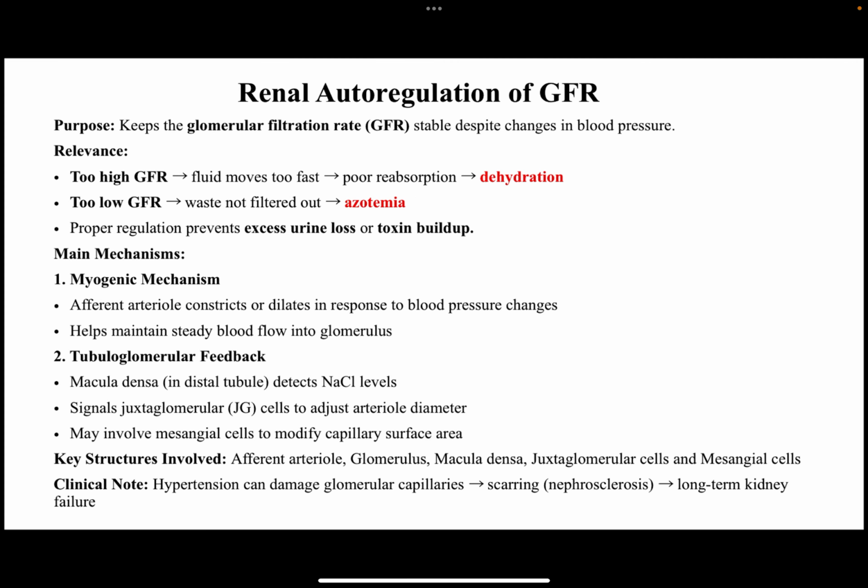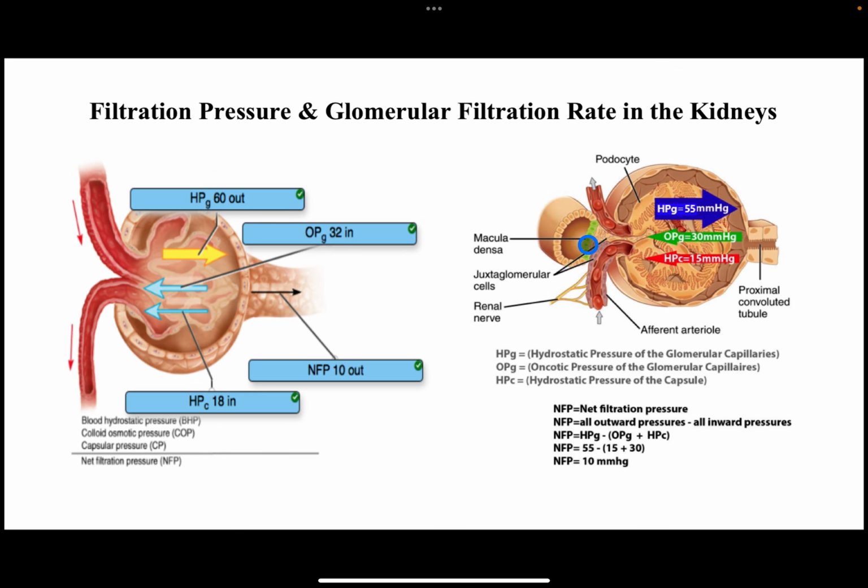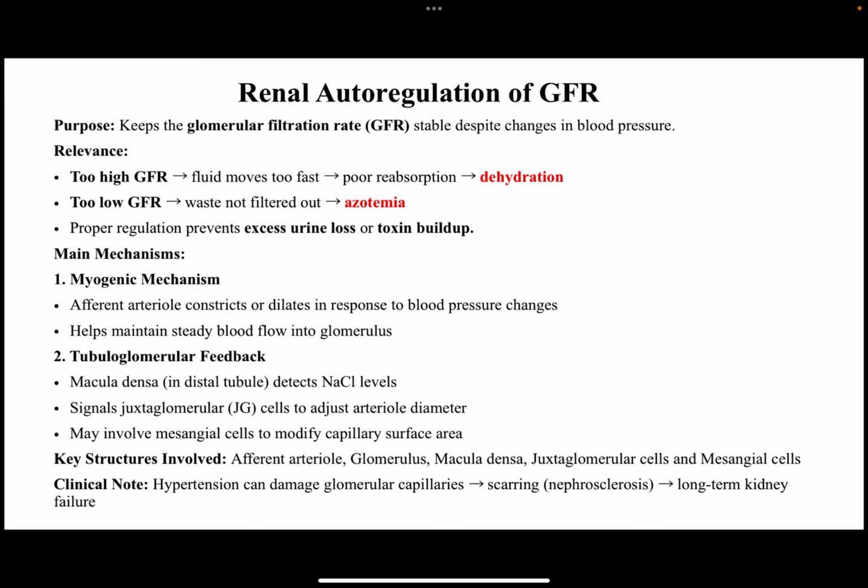The macula densa cells are within the distal convoluted tubule. Sorry, I said afferent arteriole, they are within the distal convoluted tubule. What they do is that they are able to detect sodium levels.